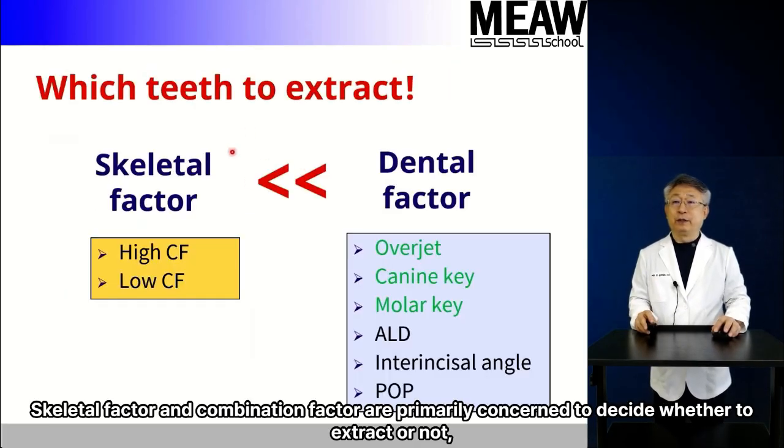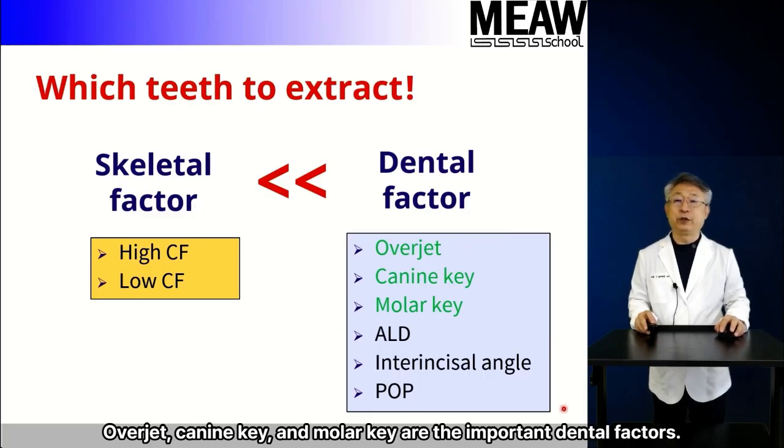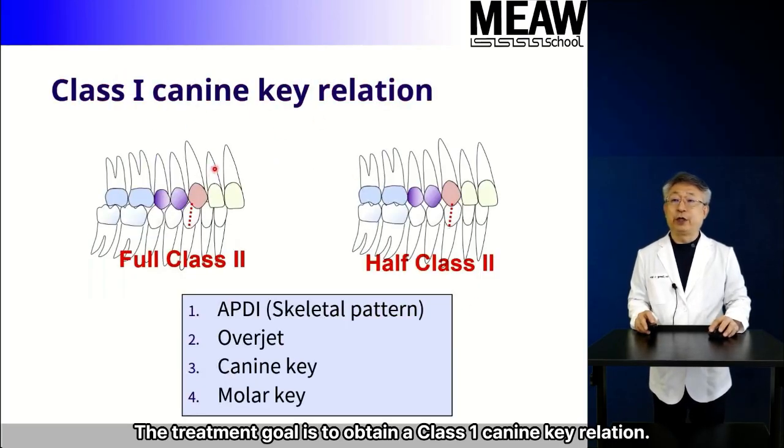Skeletal factor and combination factor are primarily concerned to decide whether to extract or not, but dental factors cannot be overlooked. Overjet, canine key, and molar key are the important dental factors. The treatment goal is to obtain a Class I canine key relation.